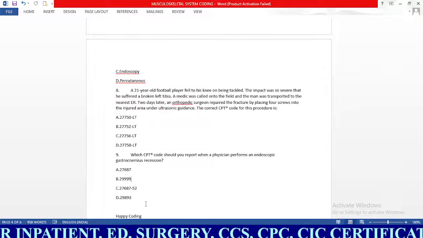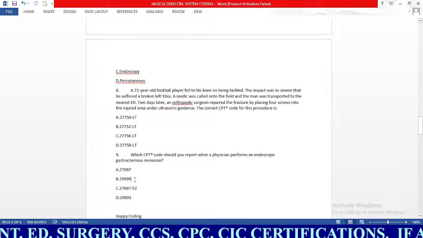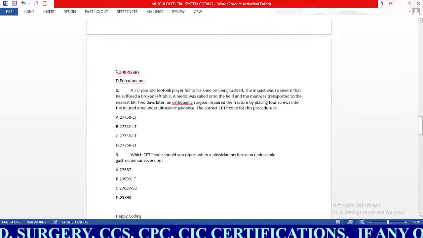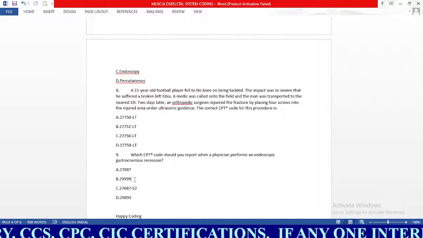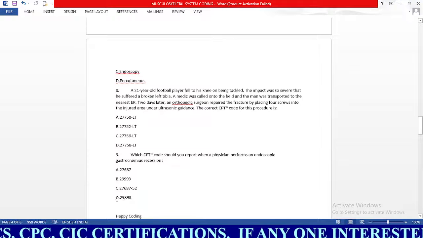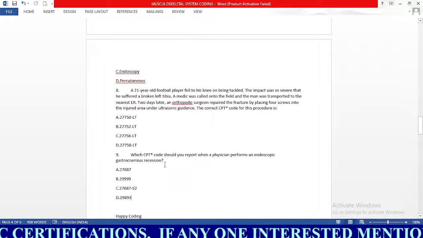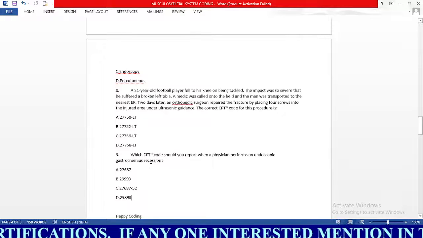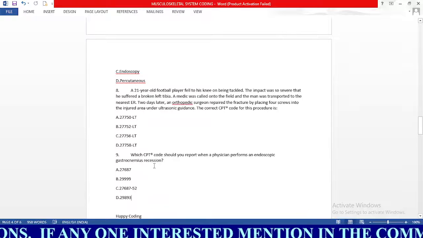So that is the reason our answer is 29999. So if we don't have the correct answer in the CPT book, we need to use an unlisted procedure code here. So D is for plantar fasciotomy using the endoscopic procedure, but here the physician did not perform any plantar fasciotomy. The physician performed gastrocnemius recession.